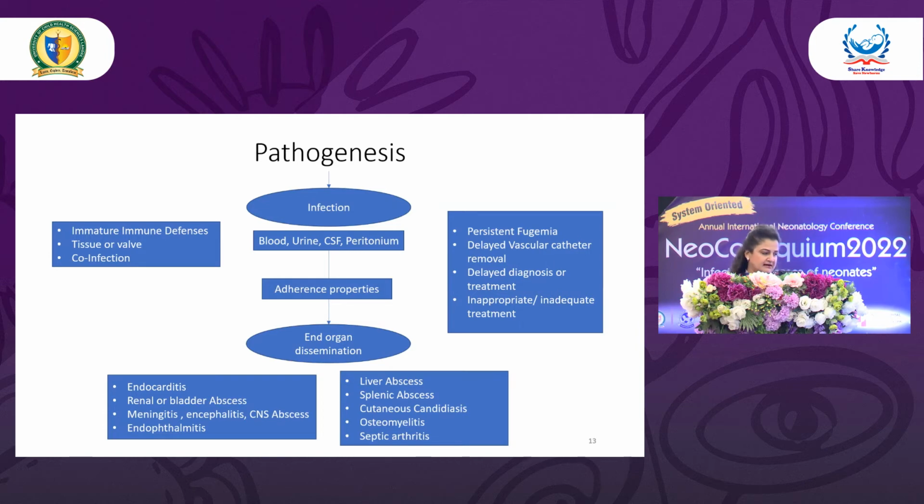manifestations in the heart as endocarditis, in the bladder as a fungal ball in the urinary bladder, as meningitis, encephalitis, brain abscess, endophthalmitis, so fungal infection of the eye, abscesses in the liver, splenic abscesses, cutaneous candidiasis, bone infections, septic arthritis. So basically no organ is saved in the newborn when they develop invasive fungal infection.